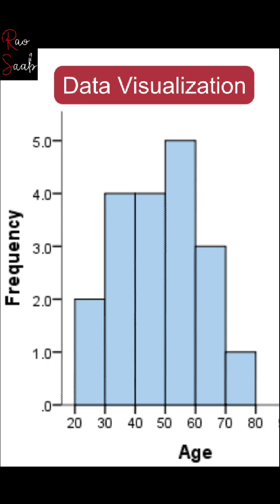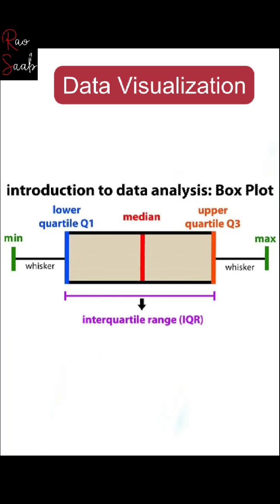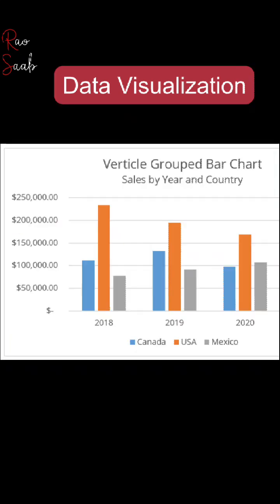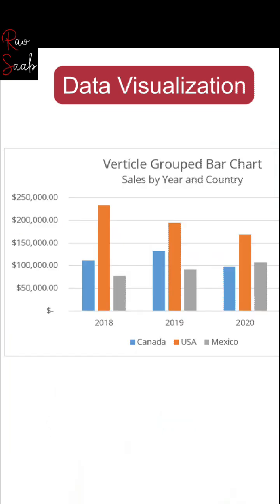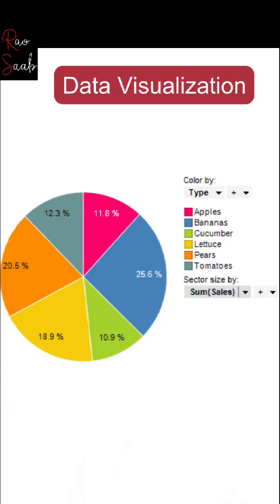A histogram shows how numerical data is distributed and can help to identify skewness and spread. Coming to the box plot, it displays the median, quartiles and outliers very clearly. The interquartile range, which is IQR, will decide whether outliers are there or not. Then bar charts are very useful for comparing categorical data, and pie charts show proportions or percentage distributions.